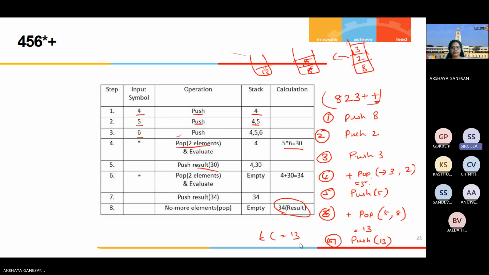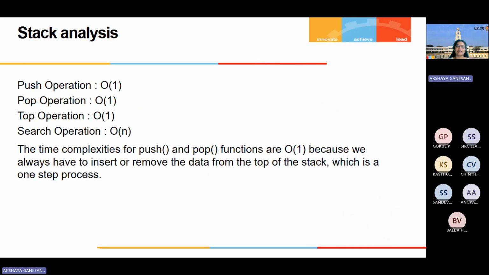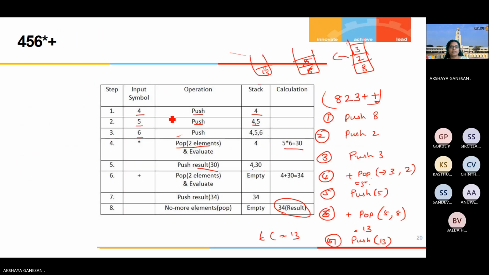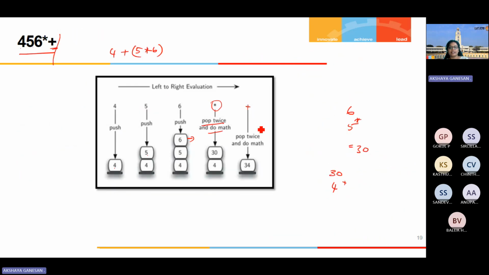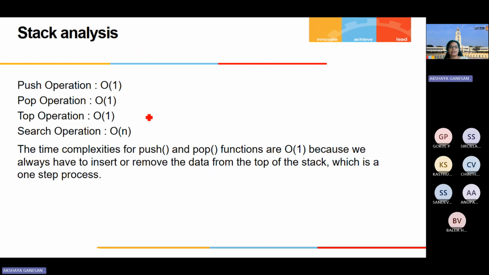Okay. Now, what is the time complexity of all this? It is only simple, right? Push, pop and all. It's just O(1) each. Only search operation is difficult, but we generally don't do search in a stack. We don't use the stack data structure for searching. So otherwise it's all constant-time operations.